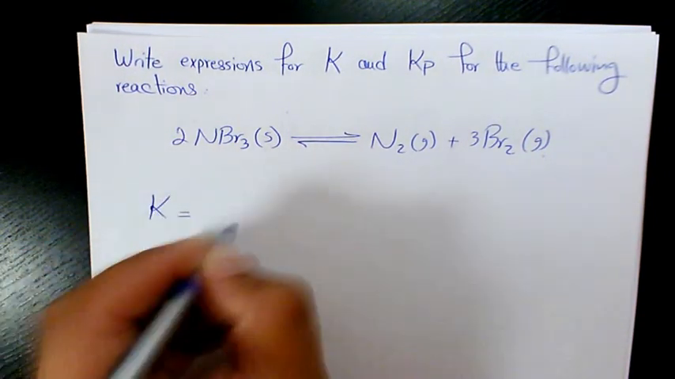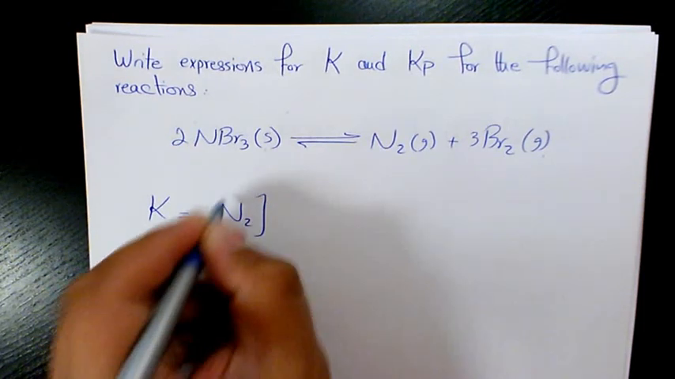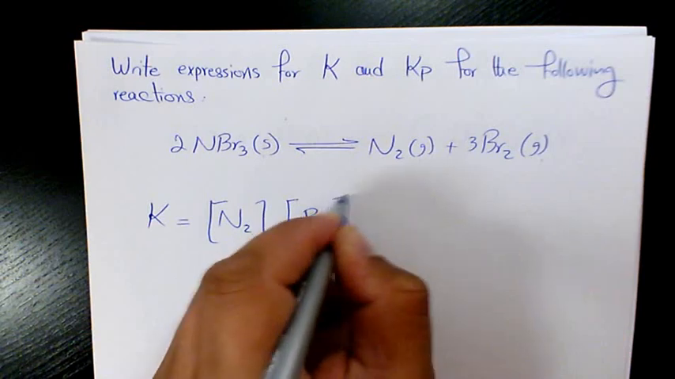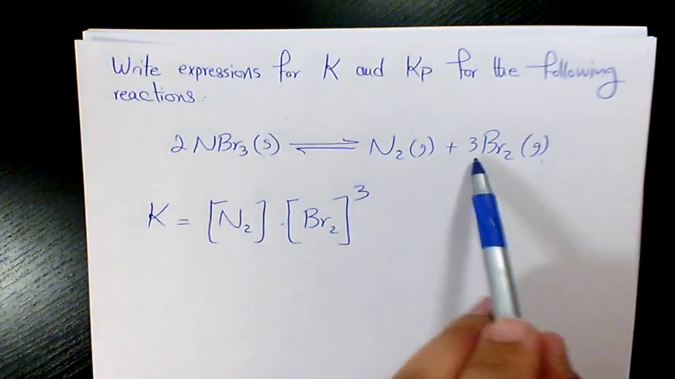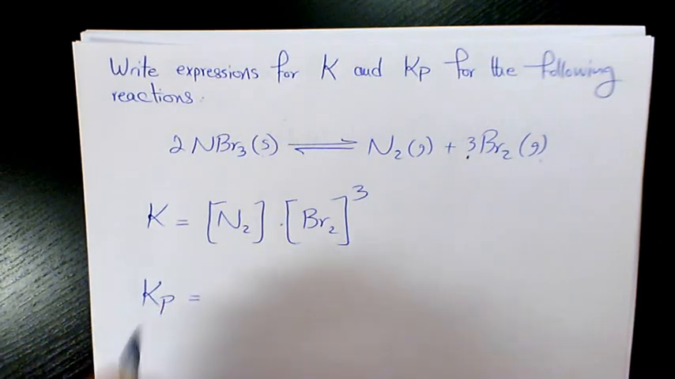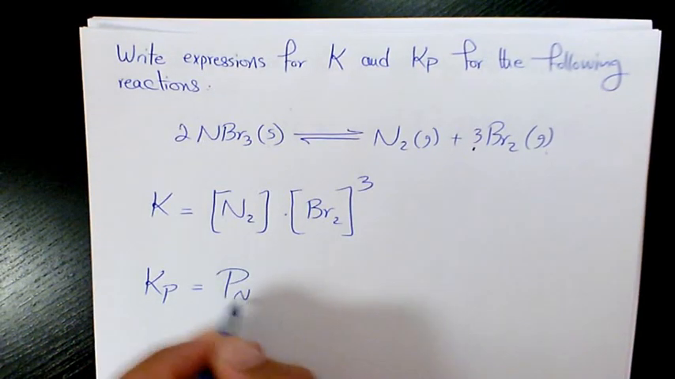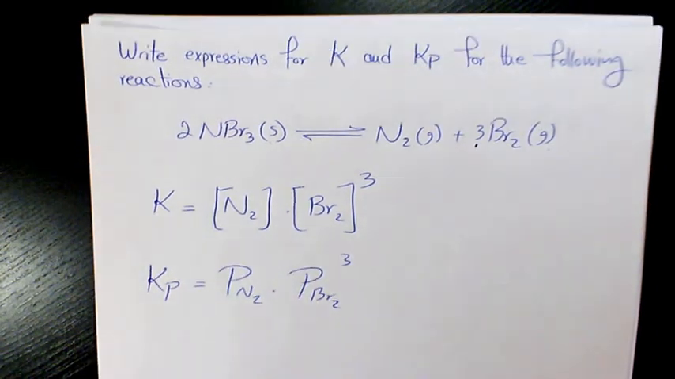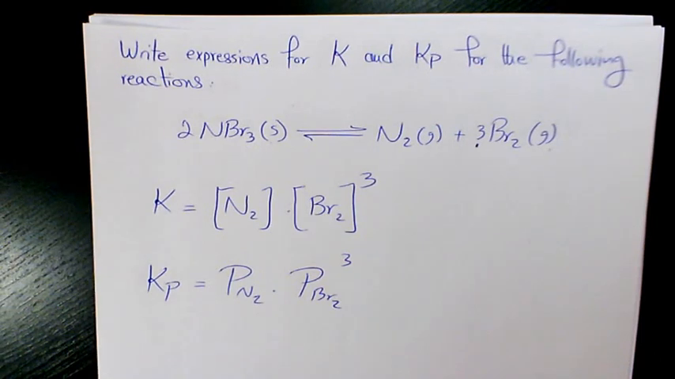So K will be the molar concentration of N2 times the molar concentration of bromine to the power of 3 because the coefficient is 3. If I want to write in terms of Kp, it's going to be pressure of nitrogen times pressure of Br2 to the power of 3. So that's how we write the K and Kp for this reaction.